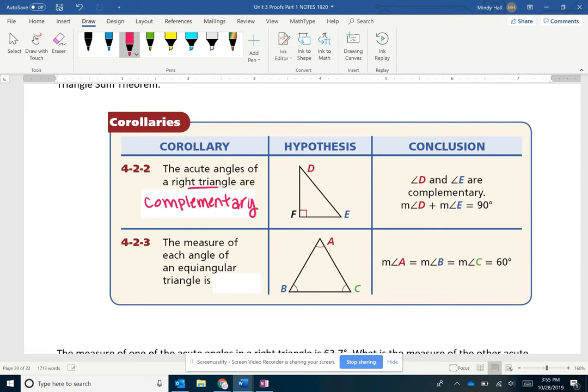And so if you notice, angle D and E would be complementary when you add them up. And then the measure of each angle of an equiangular triangle is 60 degrees. And that is because when you have 180 degrees evenly split between 3 angles, that gives you 60 degrees per angle.